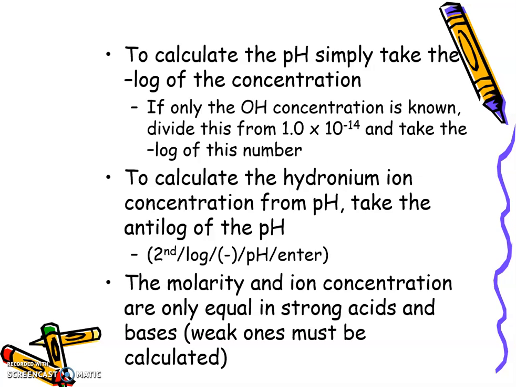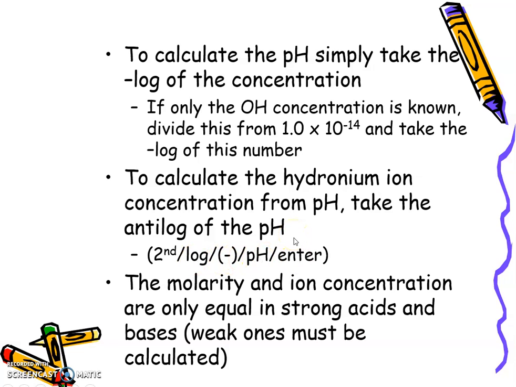Or you could take the negative log of the OH concentration, which will give you the pOH, and then take 14 minus that number, and of course that would give you your pH as well. To calculate the hydronium concentration from the pH, let's say I told you that the pH was 5, and I said, what is the hydronium ion concentration? We're going to do the anti-log or inverse log, or 10 to the x. And again, on some calculators it's second and then log, and then you hit negative pH and hit enter.